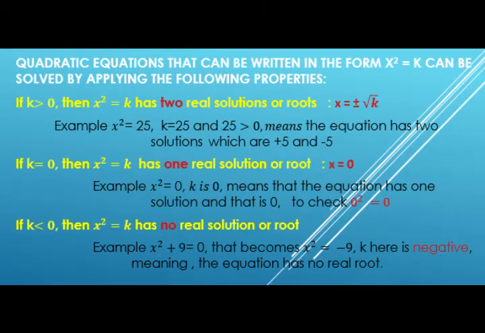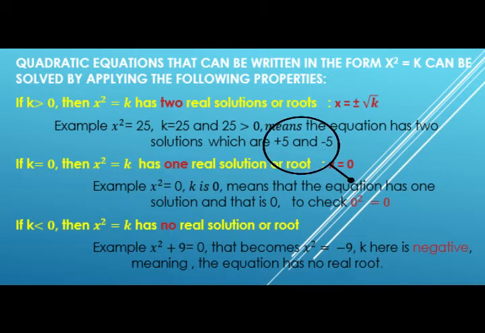Now, before we proceed to our activity, let us first remember that a quadratic equation, which can be written in the form x squared is equal to k, can be solved by applying the following properties. If k is greater than 0, then x squared is equal to k has two real solutions or roots. That is, x is equal to positive negative square root of k. Example, x squared is equal to 25. K is 25 and 25 is greater than 0, which means that the equation has two solutions, which are 5 and negative 5.